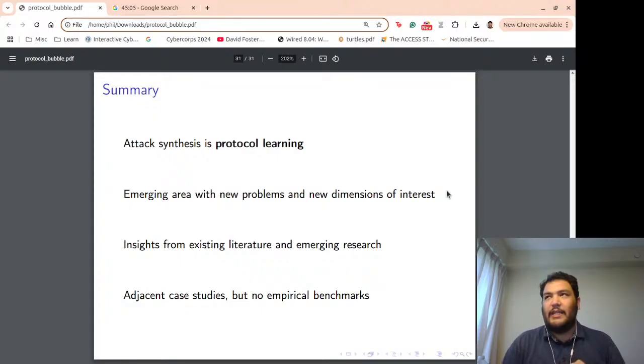There are adjacent case studies for, say, protocol learning for security, like learning how to do some steganographic task or cryptographic task. But this idea that the attack itself is a protocol that can be learned, as far as I know, has not been explored empirically at all, and so there are no empirical benchmarks that I know of. So this is a wide open field.